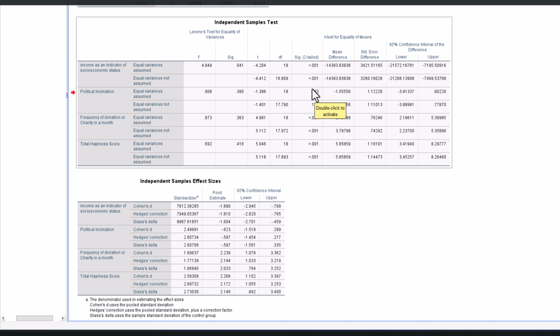So regardless that the mean for females is higher as compared to males, apparently a difference in mean, that mean difference is non-significant. Moving forward, we have frequency of donation or charity. The equality of variance assumption for the third variable is also assumed, and this time the results are significant under significance two-tail for the test of equality of means.